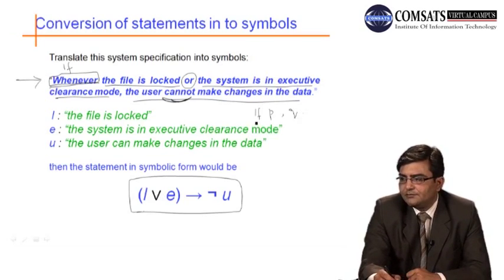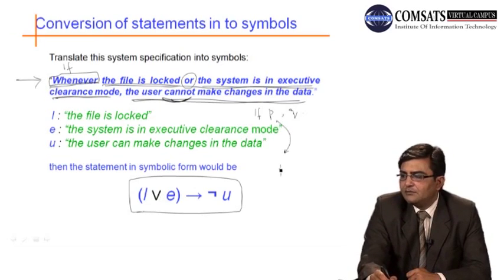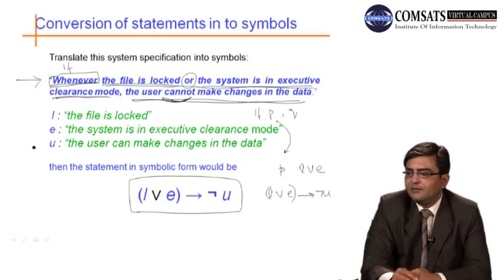Here we have if, this whole statement will be P, and this is the Q. But in P, basically P is the disjunction of two propositions, L or E. So we have L or E implies not U. So we can write this statement in symbol form as this.